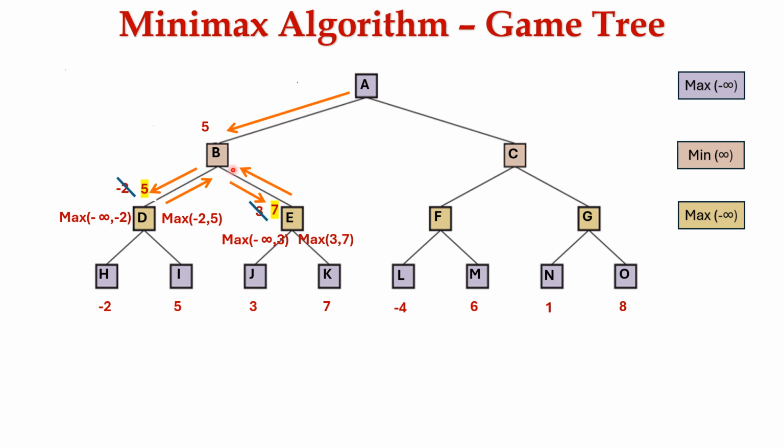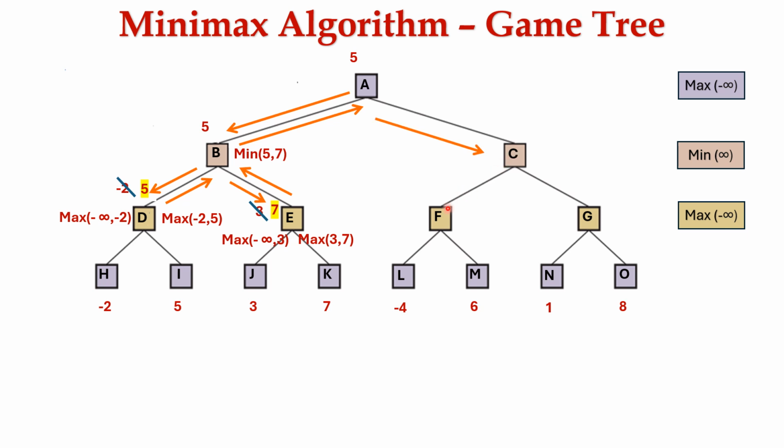Since B is minimizing node, as we have seen earlier, we need to find the minimum value among node D and node E. That is minimum of 5, 7. Since 5 is minimum value, it is updated for node B. The same value is propagated to node A for further evaluation in min-max process. Now we move from root node A to node C.